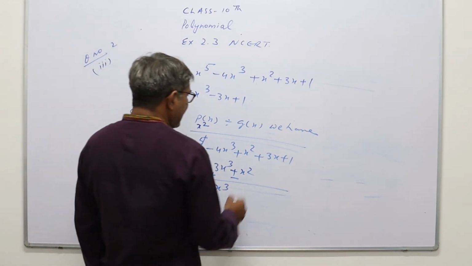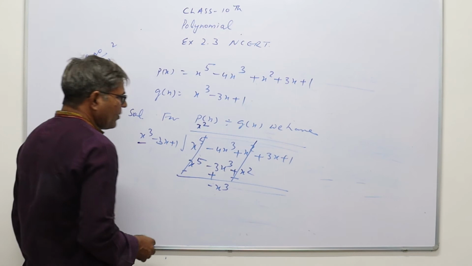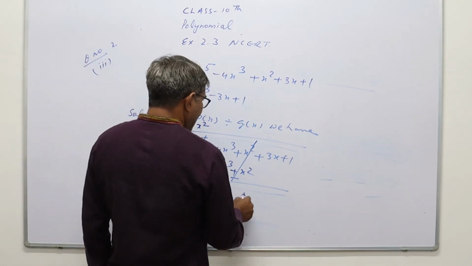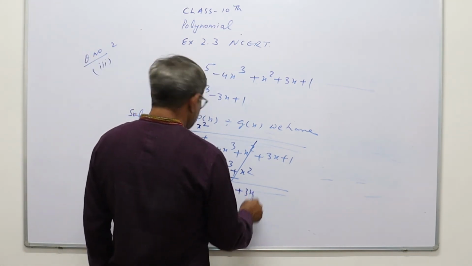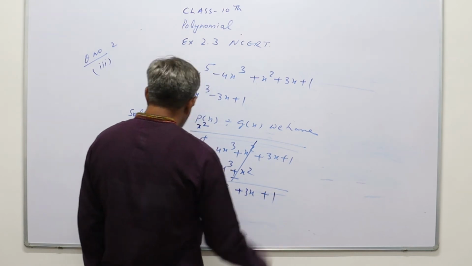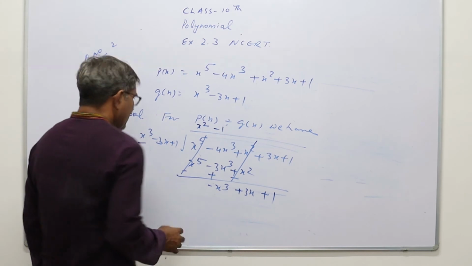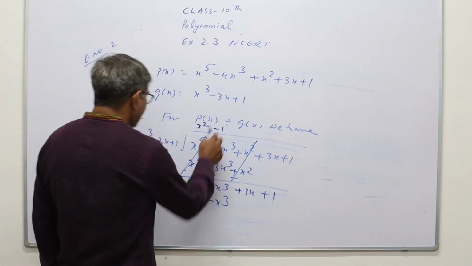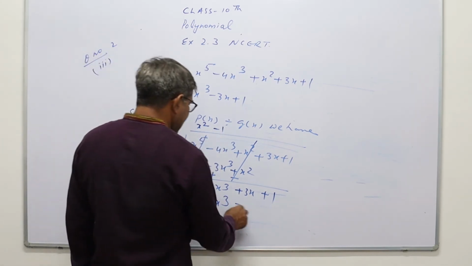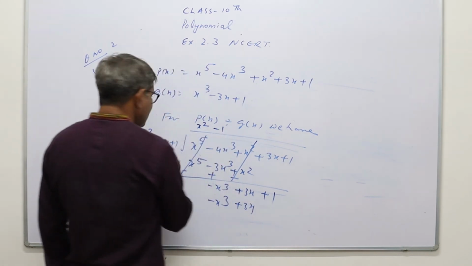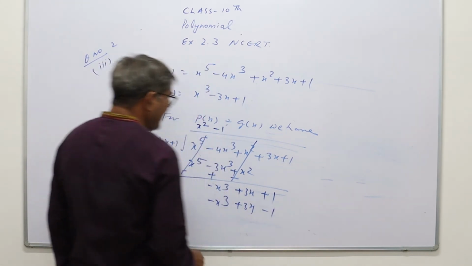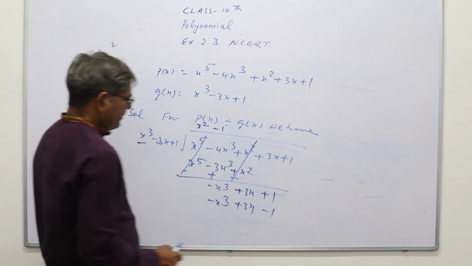Then x square minus x square will again cancel out. So minus x cube plus 3x plus 1. So if we multiply by minus 1, then minus x cube, minus 1 into minus 3, that is plus 3x, minus 1 into plus 1, that is minus 1.